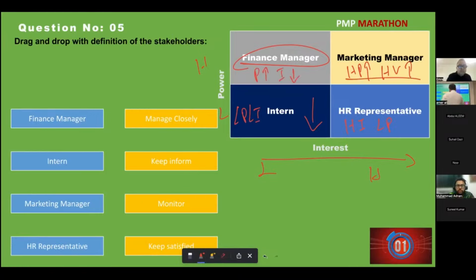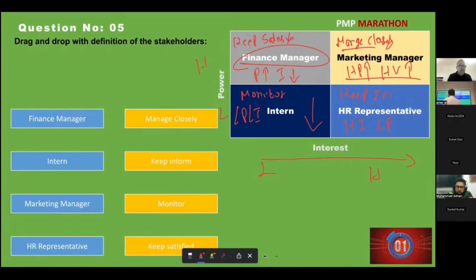Those person who are high power, high interest, we put them near to our heart. We want to work with them. We need to manage them closely. Those people who have high power, but they are not interested, we need to keep them satisfied. Those who need information, but they do not have any power, we keep them informed. And then those no power, no interest, we monitor them.